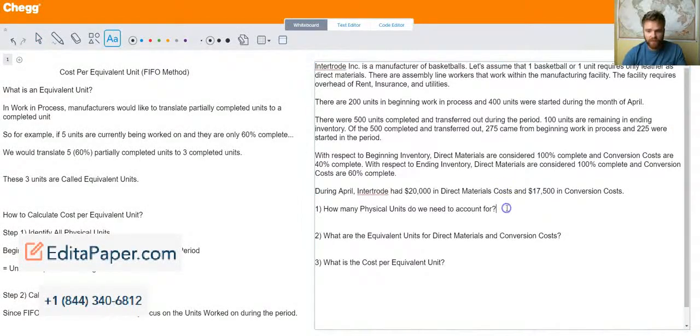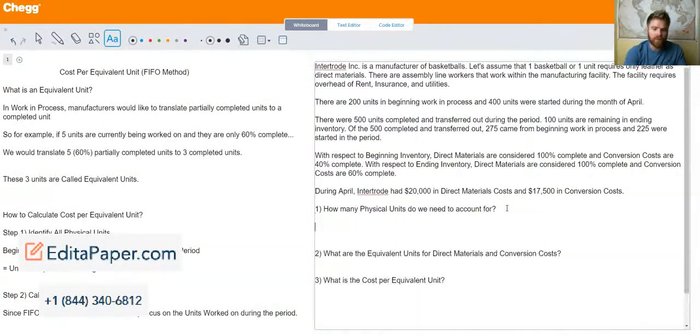So here's the first problem. How many physical units do we need to account for? Well, if we look to the left here, we know that the formula is beginning work in process plus units started during the period equals units completed plus ending work in process. So we'll just plug it in here. Beginning work in process, there were 200 units, and I'll abbreviate this to BWIP for beginning work in process.